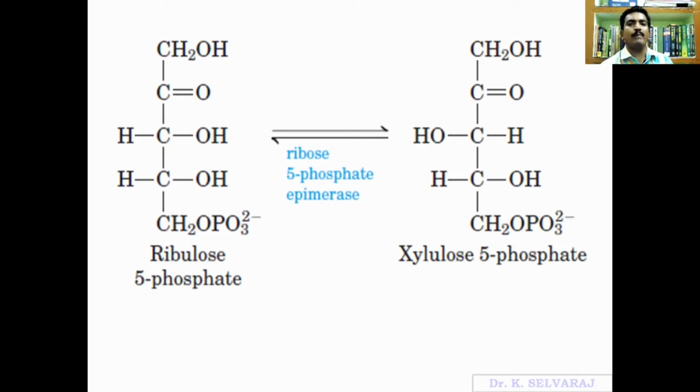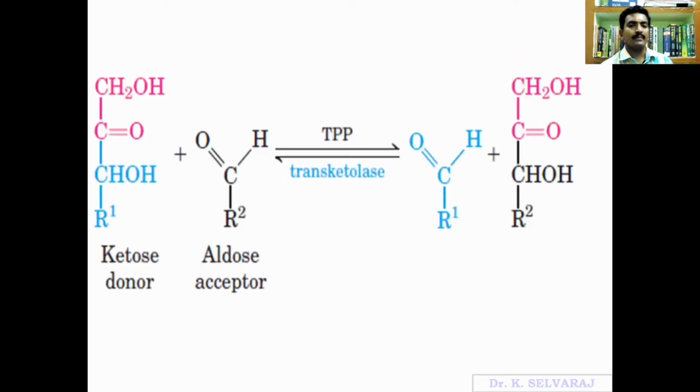ribose 5-phosphate epimerase. In the second step, it is a transaldolase. It involves a transketolase. It is the overall process of transketolase. A keto group is transferred to the keto group acceptor or the aldose acceptor. You see, the pink color bond is accepted by the R2 group, and the green color bond is accepted by R1. So the aldose and the keto groups are interchanged between the two molecules with the help of the enzyme transketolase.